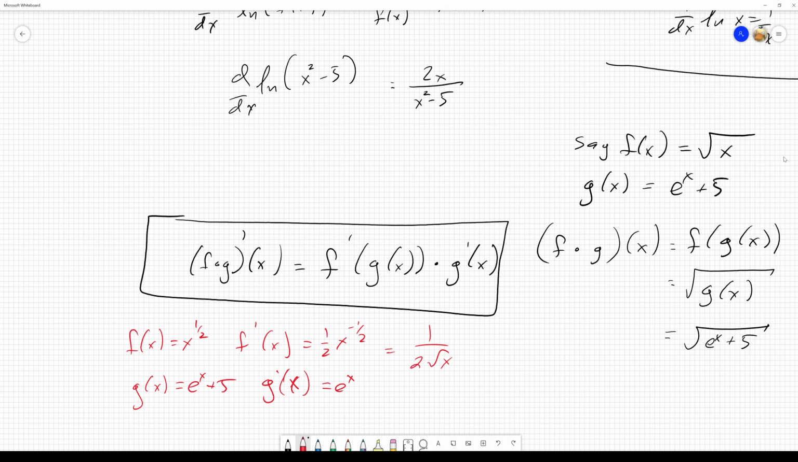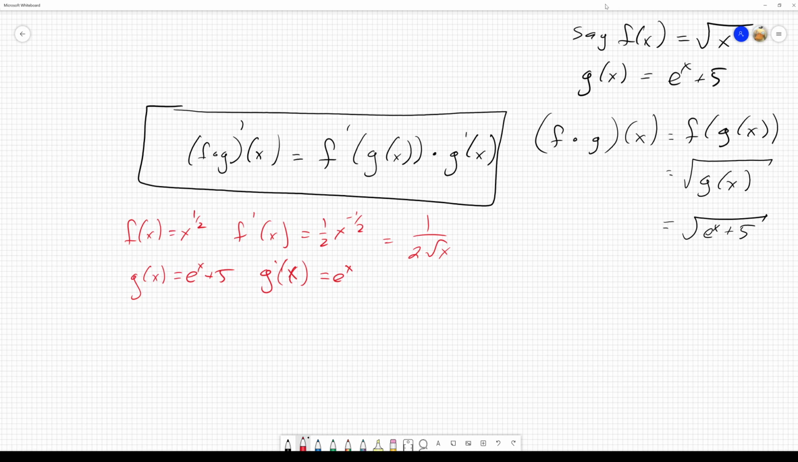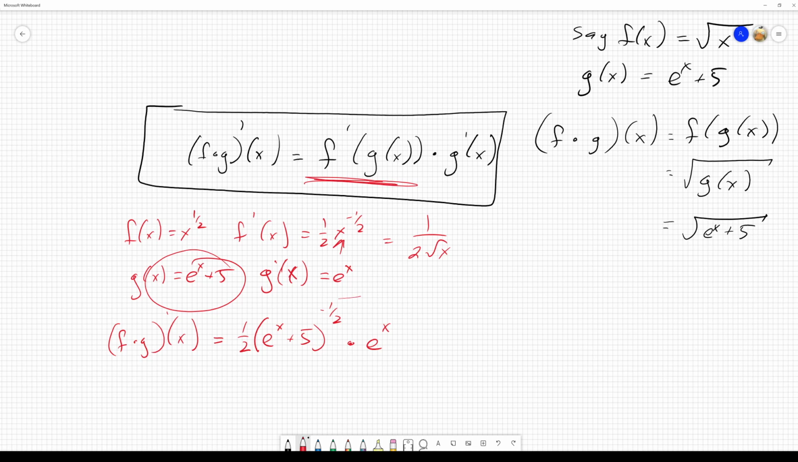So that means that if I want to take the derivative here, the derivative of f of g is 1/2 times e to the x plus 5 to the negative 1/2 times e to the x. I'm taking the expression for g, plugging it into the expression for f prime, and then multiplying it by g prime. And you can rewrite that as e to the x over 2 square root of e to the x plus 5.